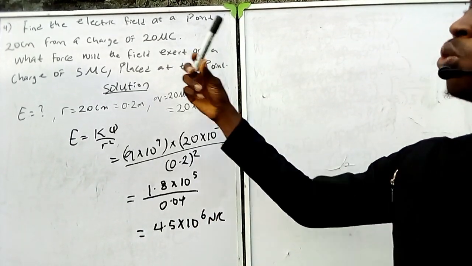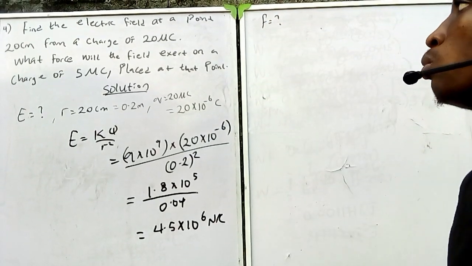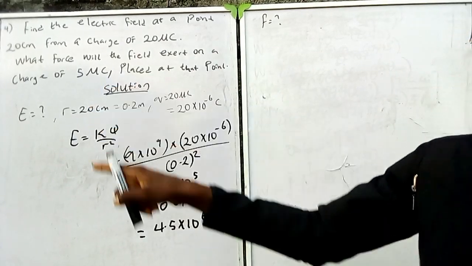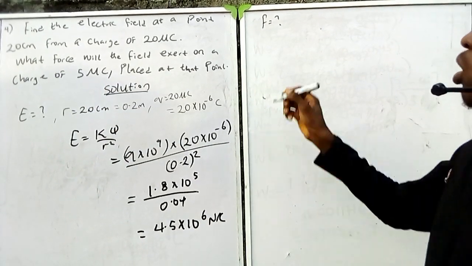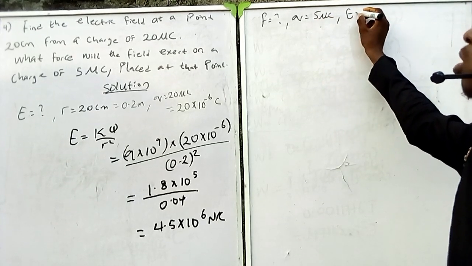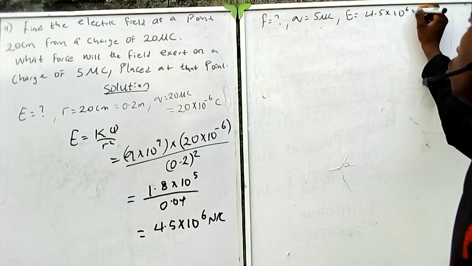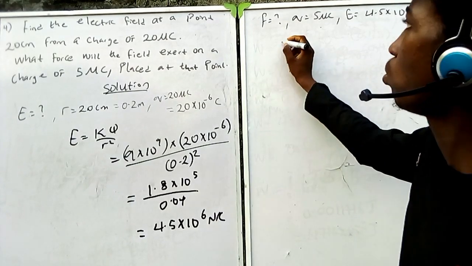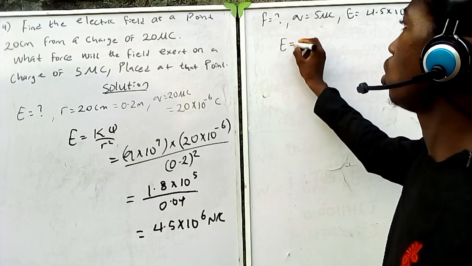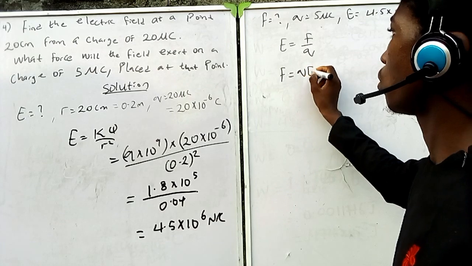So now the second question says, what force? Force is what I have to find now. With that same field exerted on a charge of 5 microcoulomb. So our new charge is 5 microcoulomb. The electric field still is this one, 4.5 times 10 to the power 6 Newton per coulomb. What force? So which equation relates force and electric field? E equals force over charge, right? So therefore force is equal to charge times electric field.